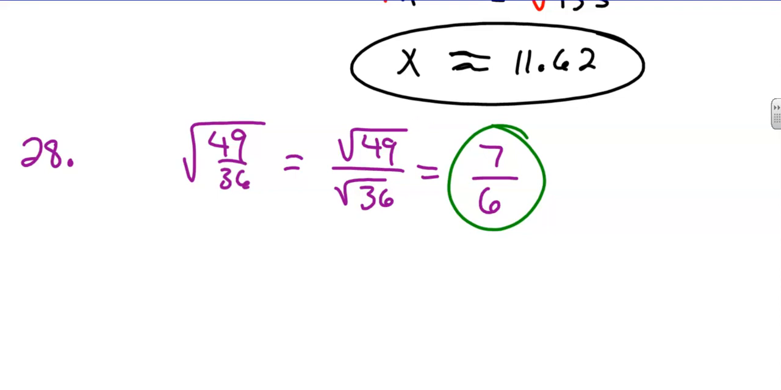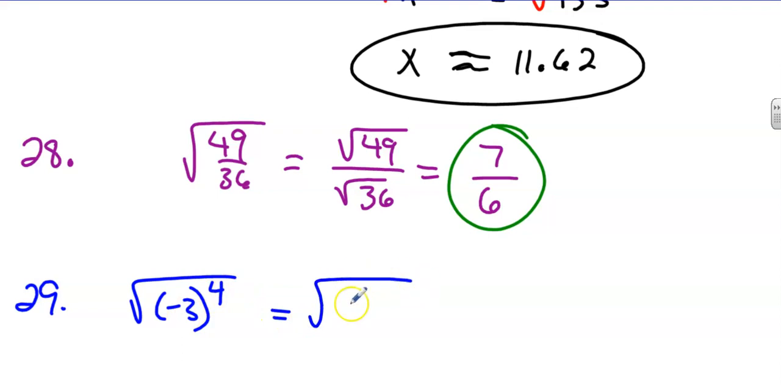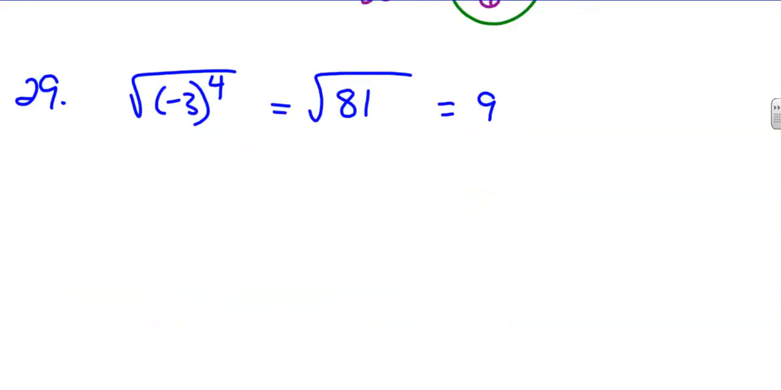Okay, 29. Almost as easy as 28, or I guess they're almost about the same here. It's negative 3 to the 4th power. What's the square root of that one? Go ahead and do negative 3 to the 4th power. This is 81. Square root of 81 is 9. Okay, and that was part A.